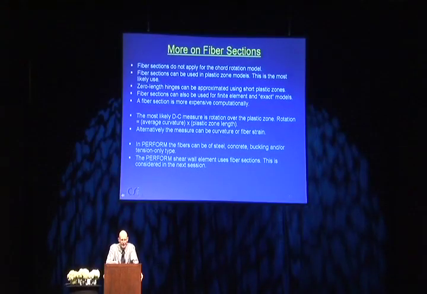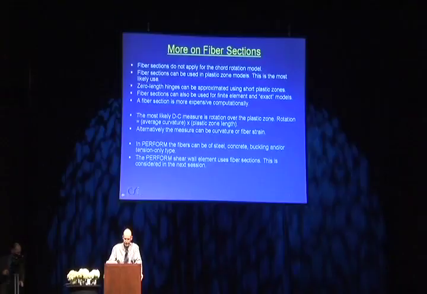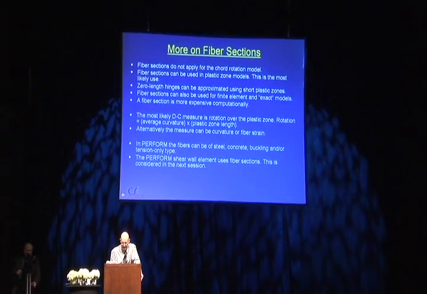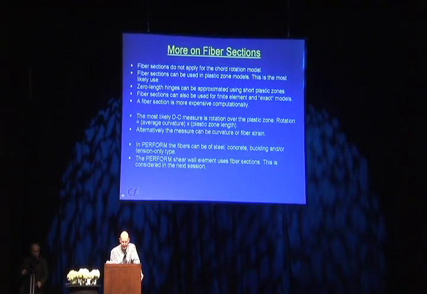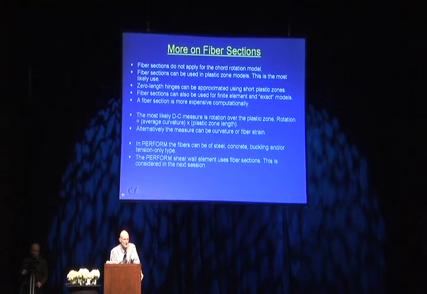If you have a zero-length hinge, you can approximate it using a very short plastic zone. Now, typically, I think you would use a plastic zone about 1/2 the depth of the beam, but I will show later on an example where you have a fracturing connection, a pre-Northridge type connection. It's kind of like a hinge, but you can model it as just being a very short plastic zone. You can use fiber sections for finite element exact models also. It's rather more expensive computationally than a hinge model, and so you'd only use it if you really felt it was necessary.